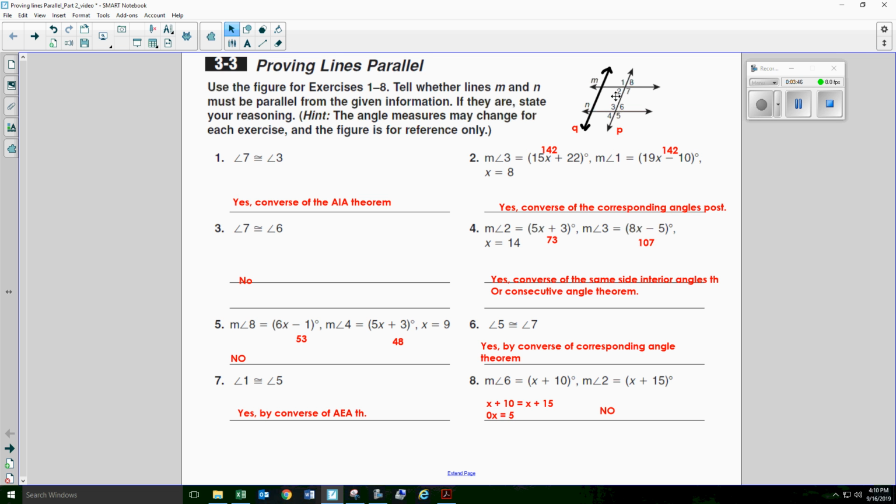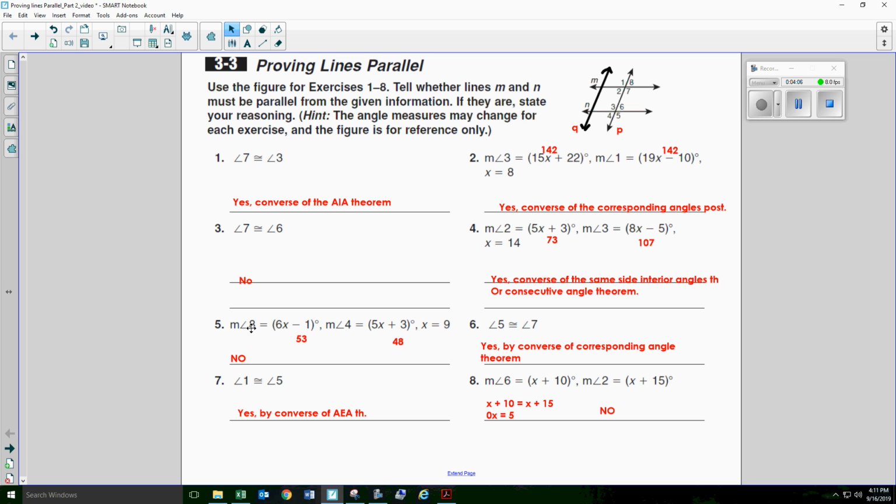So again, they must add to 180. So now they give you a number, plug it in here, plug it in here. When I do it, I get 73 and 107. When I add those together, I do get 180. So now these two lines, M and N, are parallel by the converse of the same side interior angles theorem, or consecutive angles theorem. Okay.